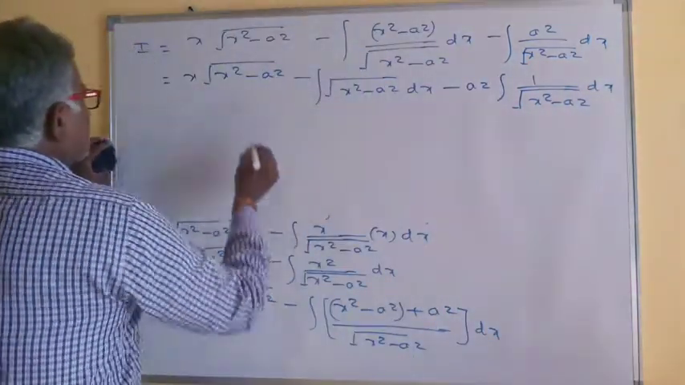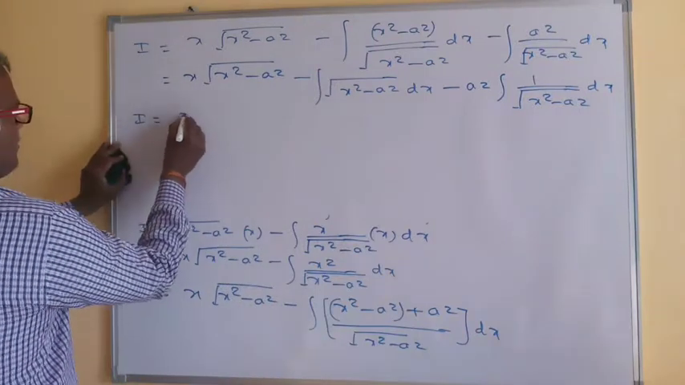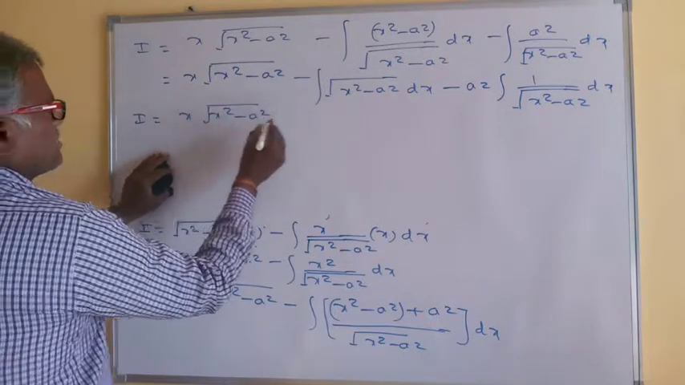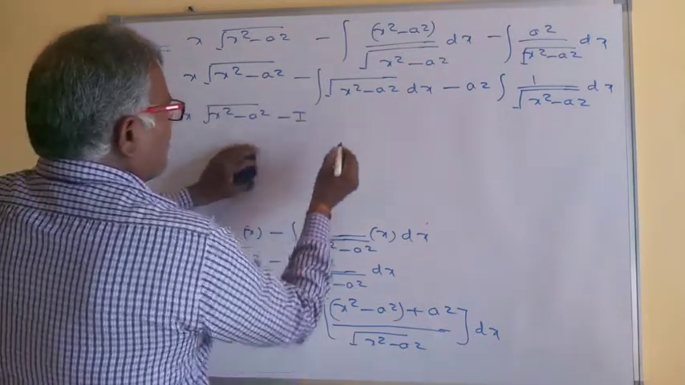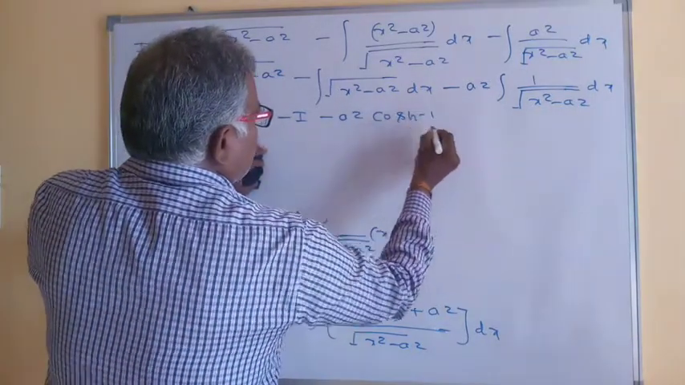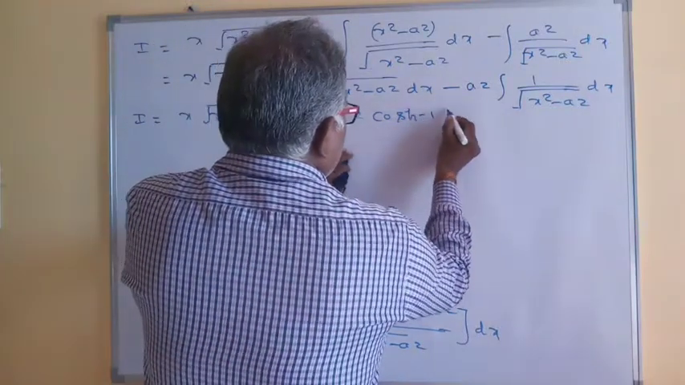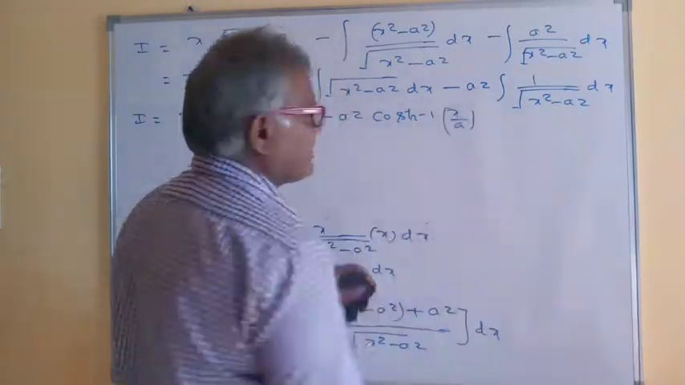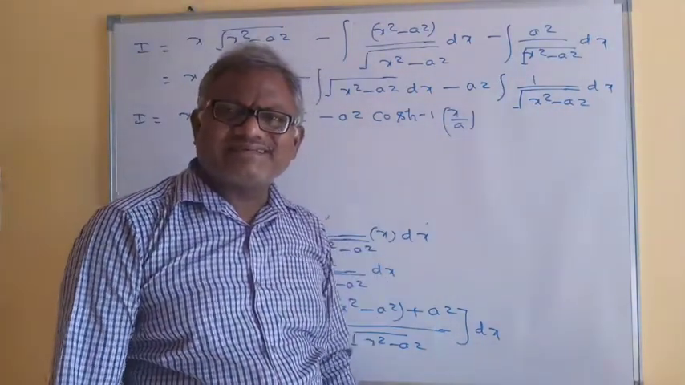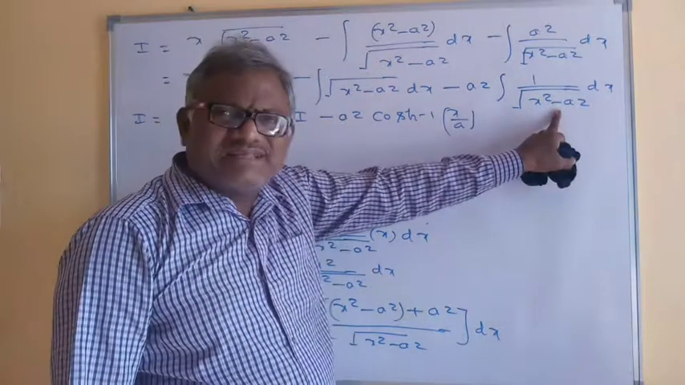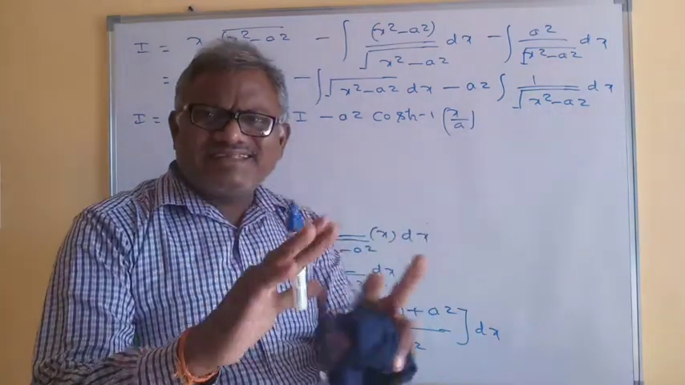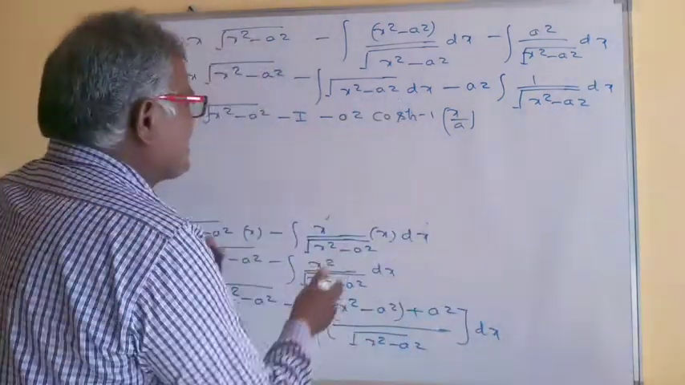So I is equal to x into root of x square minus a square, minus I, minus a square, and this integral value is nothing but cos h inverse x by a. 1 by root of x square minus a square is nothing but cos h inverse x by a. Whenever plus, it means sin h inverse x by a. A square minus x square means sin inverse x by a. Only these three are different. That's all. The method is the same.